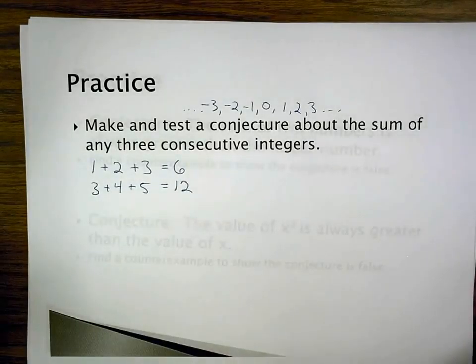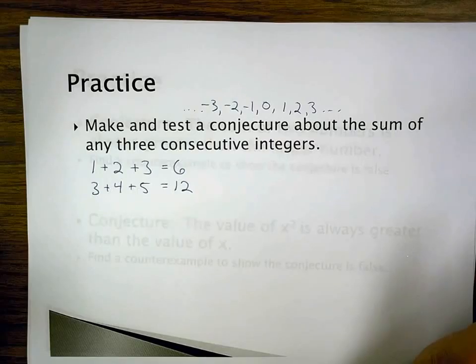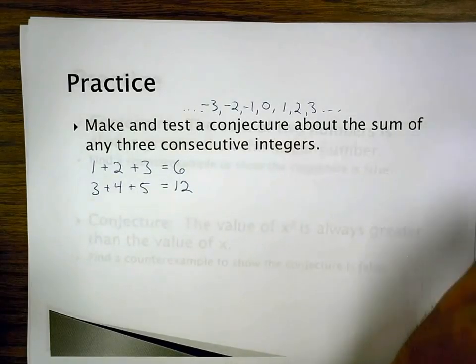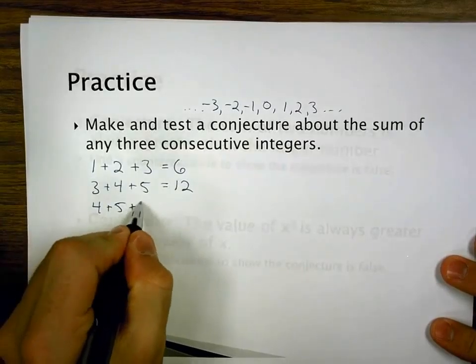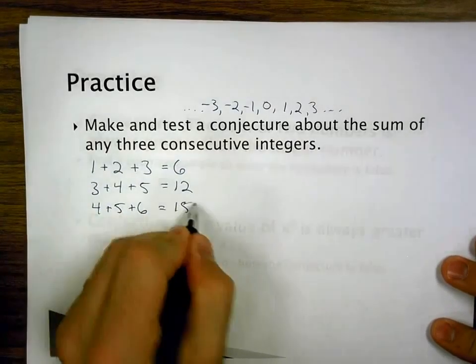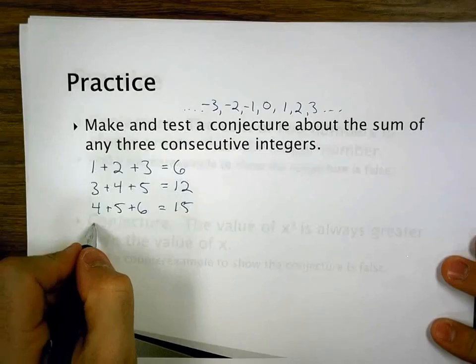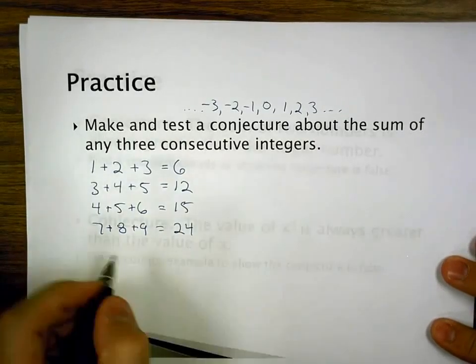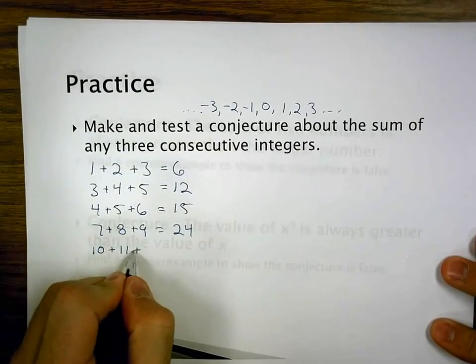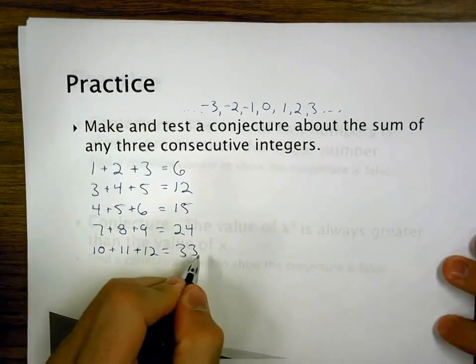So far I have 6 and 12 as my answers. And that actually gives me a lot of options it could be. It could be an even number anytime we add the 3. It could be a multiple of 6. It's all positive. So that's not specific enough yet. We need to keep doing more examples. So let's say we do 4 plus 5 plus 6. That gives us 15. 7 plus 8 plus 9 is 24. 10 plus 11 plus 12 is 33.